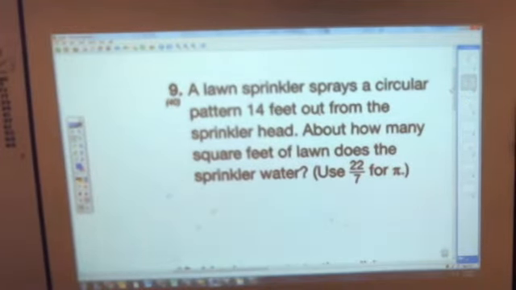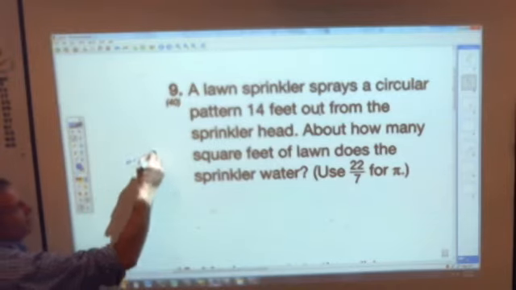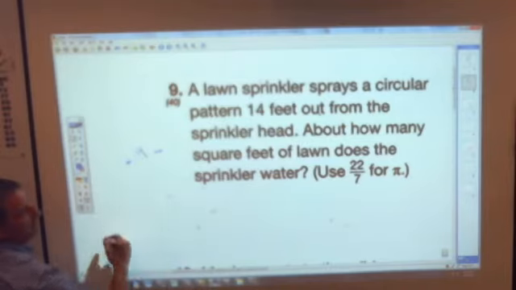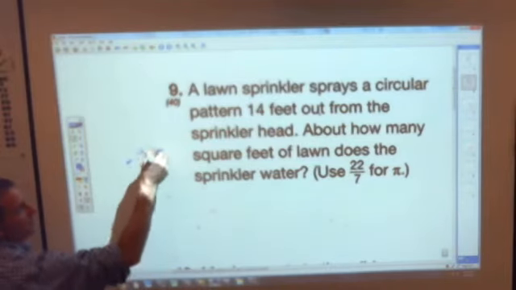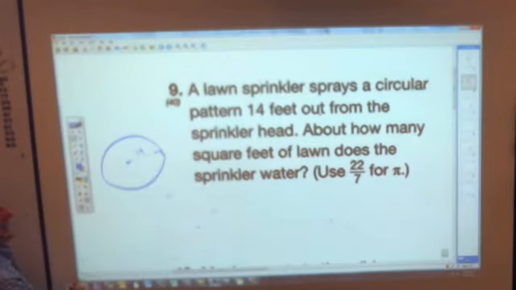This one, hopefully you can understand the deal. If you've ever seen a sprinkler, maybe you've seen the sprinkler dance. I couldn't do that before. You have a sprinkler head and it shoots out water. It said it spreads out water 14 feet away from itself. Well, that thing spins in a circle. So you've got a circle with a radius of 14 feet.